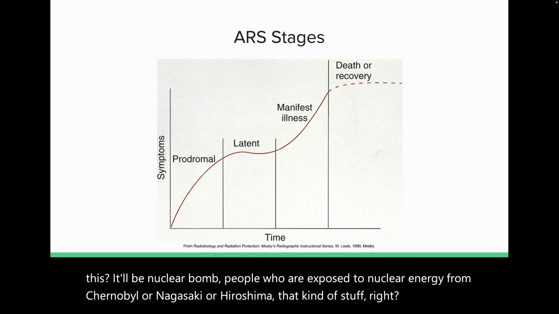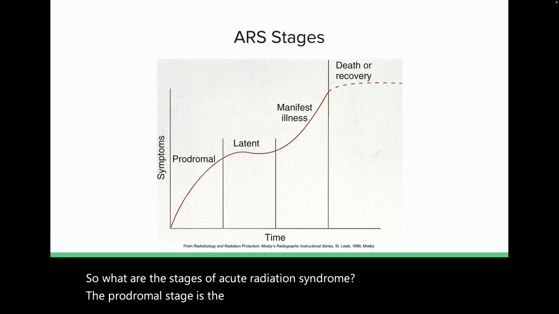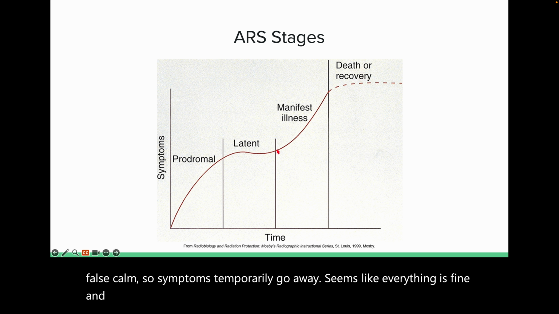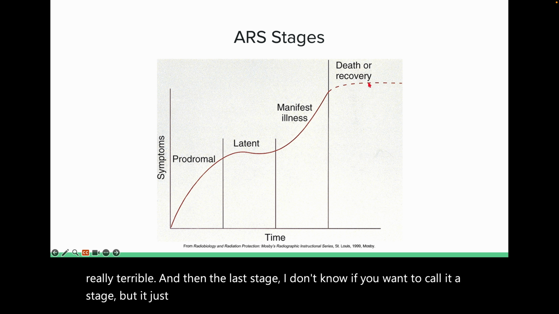So what are the stages of acute radiation syndrome? The prodromal stage is the initial onset of symptoms, right? The latent is a false calm, so the symptoms temporarily go away. Seems like everything's fine. And then the manifest stage, when they come back with a vengeance, they get really terrible. And then the last stage, I don't know if you want to call it a stage, but it just means, will the person survive or not?